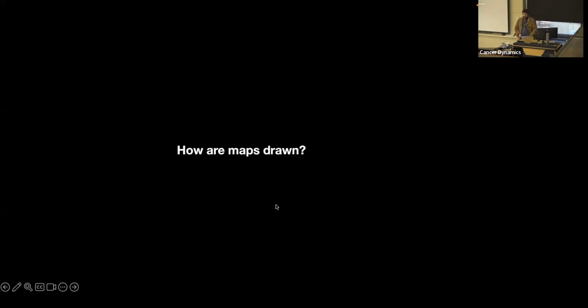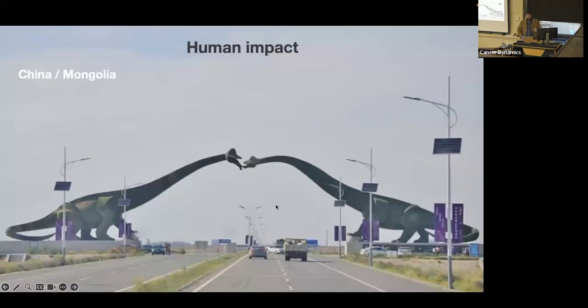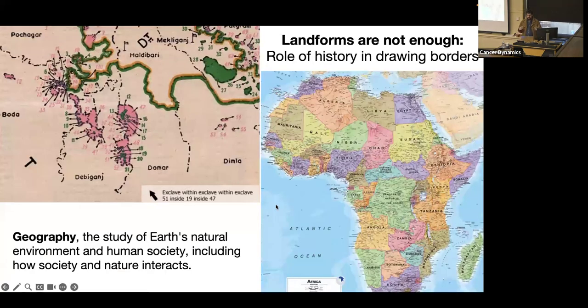So how are maps drawn? There are some obvious conditions that, for example, can be the natural environment. So again, Brazil, I'm picking on Brazil for no reason. This was before I met you today. In this case, you have three countries separated by a river, right? So that's a natural environment separating them. But then obviously humans have a big impact. This is a border crossing between China and Mongolia, Poland and Ukraine. And obviously social and societal conflicts and forces also determine borders.